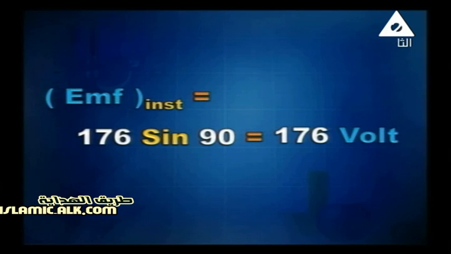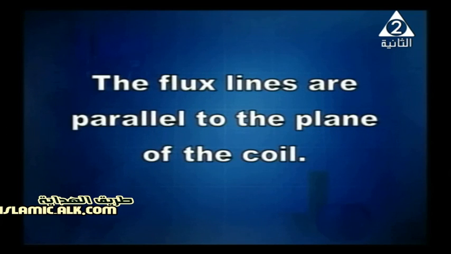Maximum EMF happens in the instant when the coil is in the horizontal position, where the plane of the coil is parallel to the field. So the flux lines are parallel to the plane of the coil. The coil is in the horizontal position.